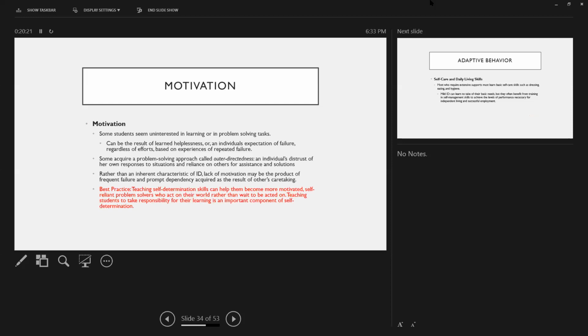And so certainly learned helplessness, outer directedness, problem-solving approaches are just the opposite of self-determination, because in these situations students don't have autonomy, they don't believe in their ability to set goals and to succeed at reaching those goals. And so really teaching students to take responsibility for their learning is an important component of self-determination that relates to this motivation factor.